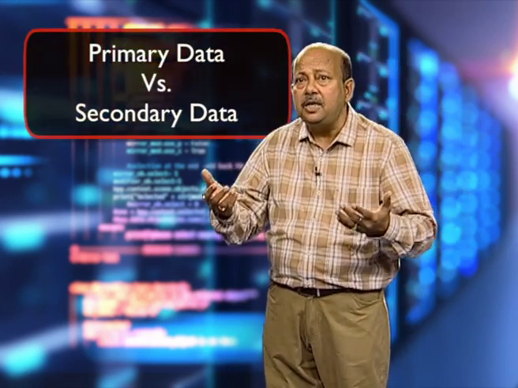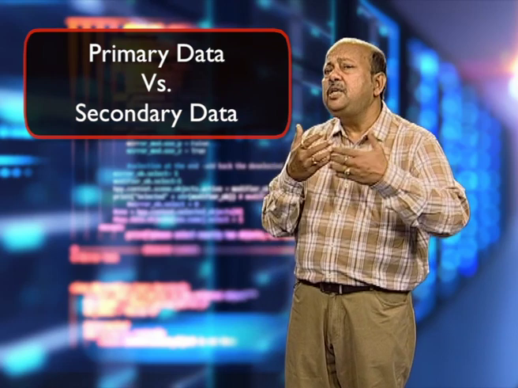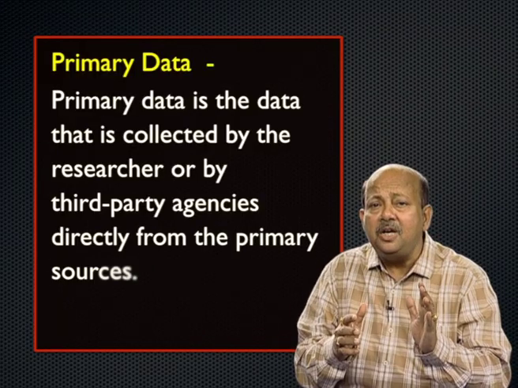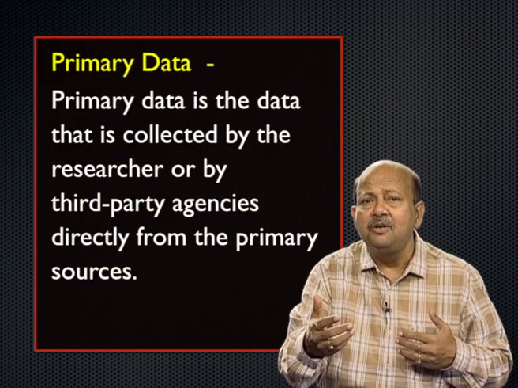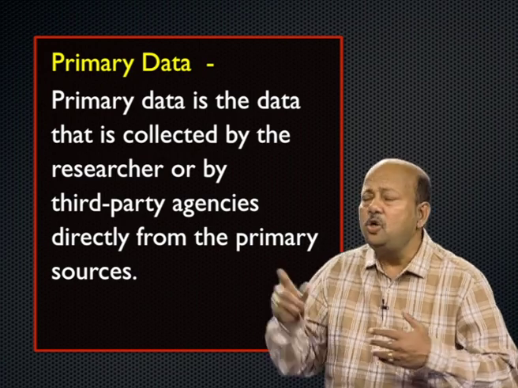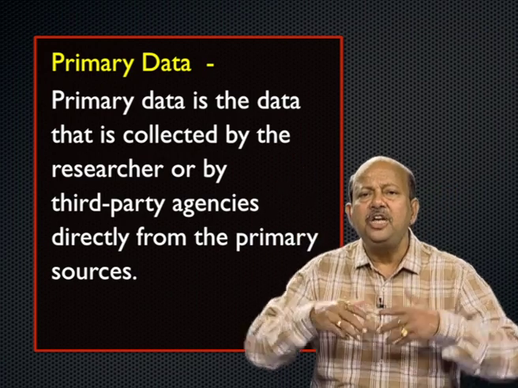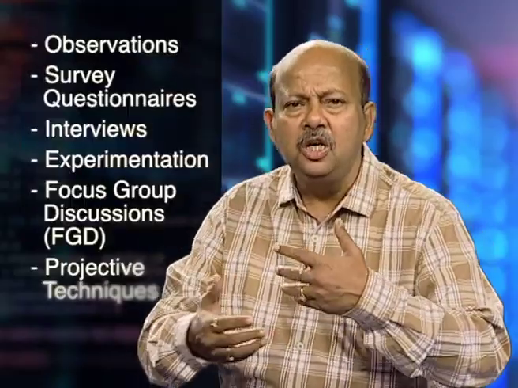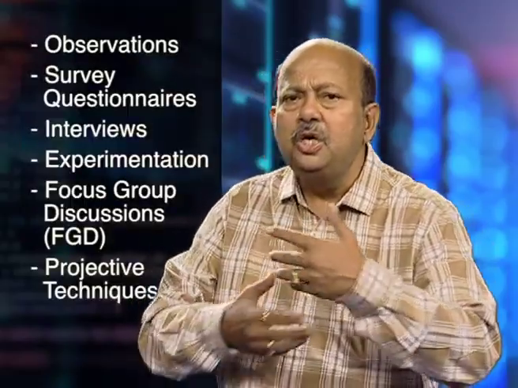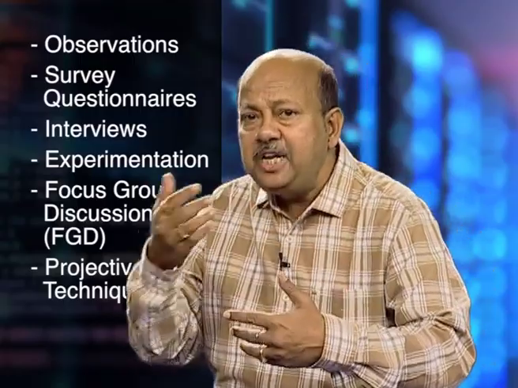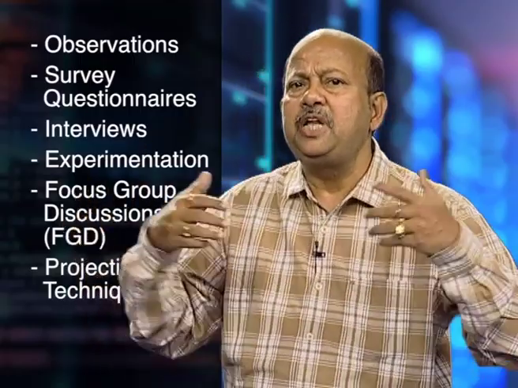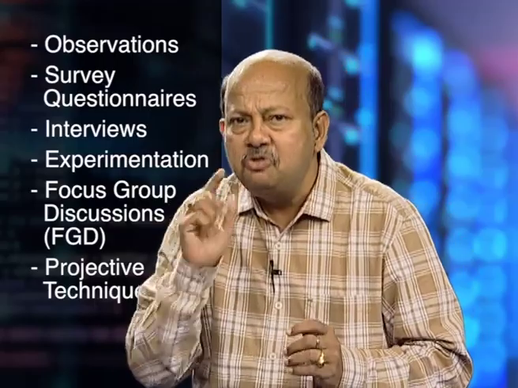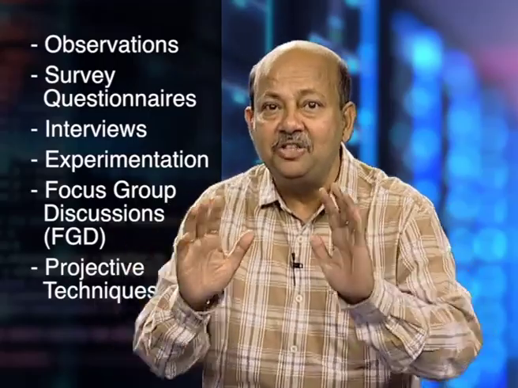So, next is primary data and secondary data. You must have heard researchers talk a lot about primary data and secondary data. Primary data is collected directly by the researcher from primary sources. It can be collected in various ways, for example, observation, survey questionnaire, interviews, experimentation, FGD, focus group discussion, and projective techniques. Primary data is good data, but it is costly, which we will discuss now.